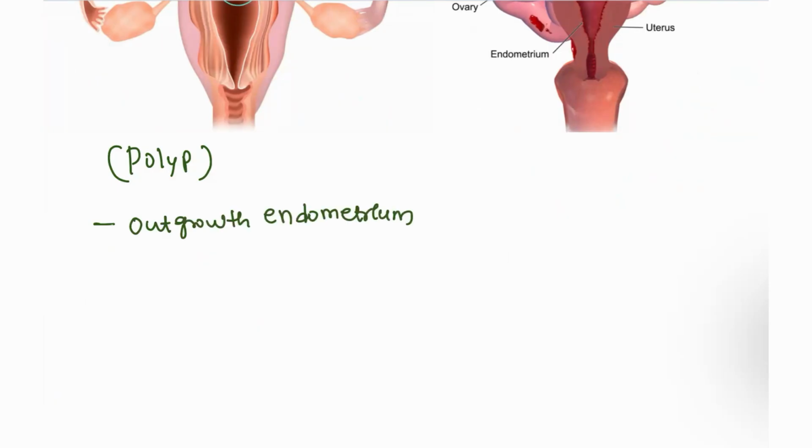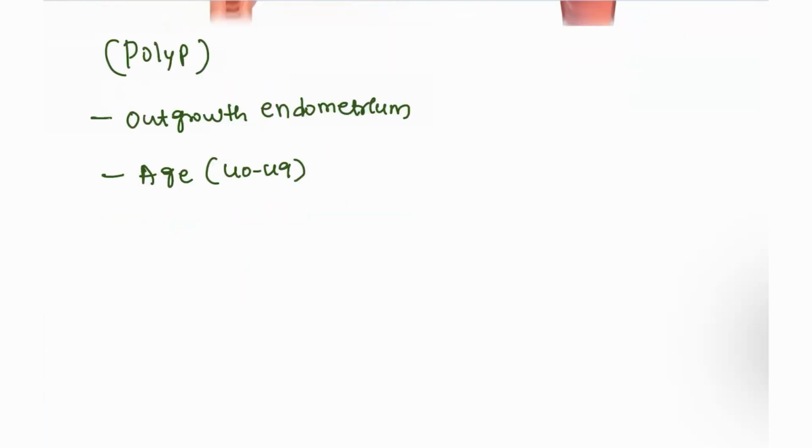So first, usually seen in all age groups. Okay, this is commonly seen across all age groups, around 40 to 49 years of age. And what is the symptom they are associated with? Most commonly post-menopausal bleeding. Post-menopausal bleeding will be seen with the patients of polyp.